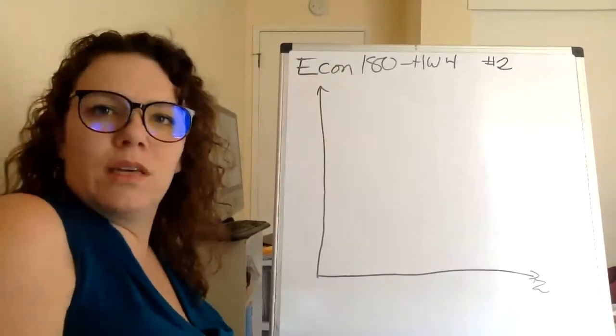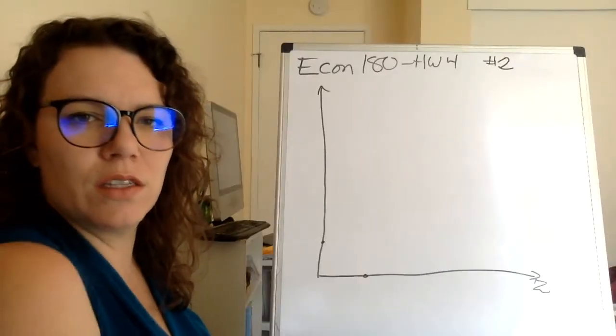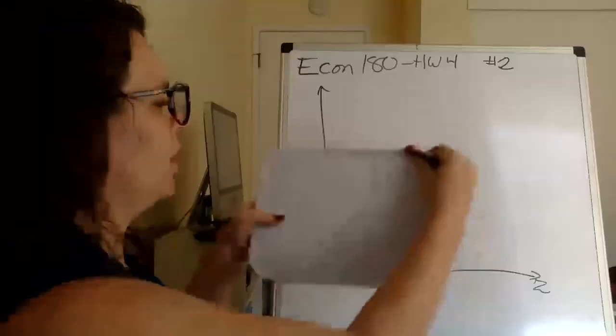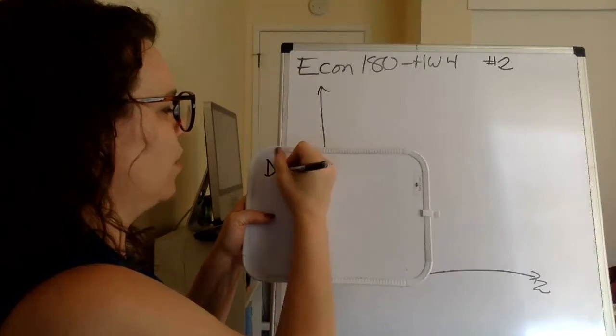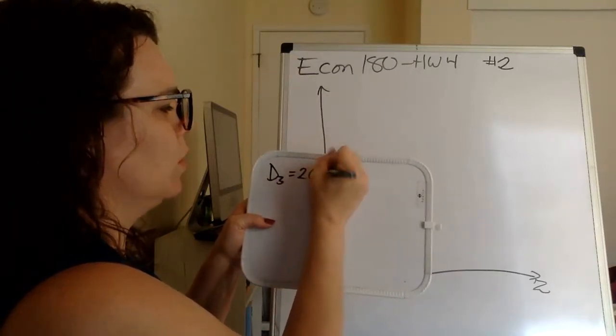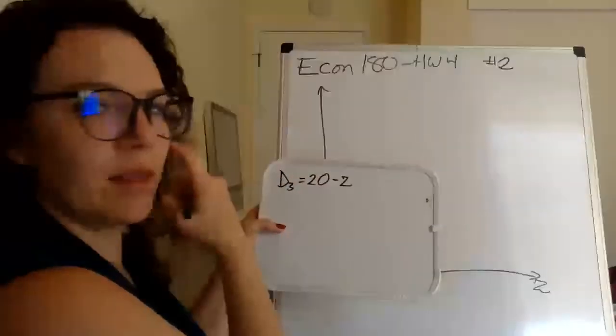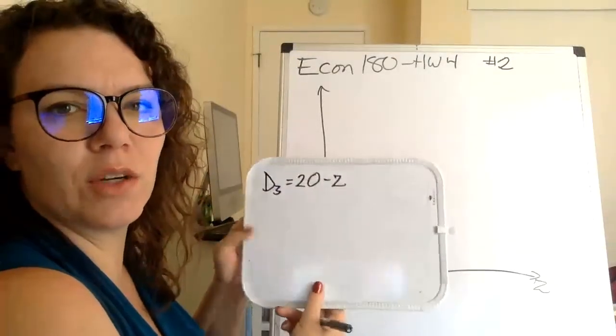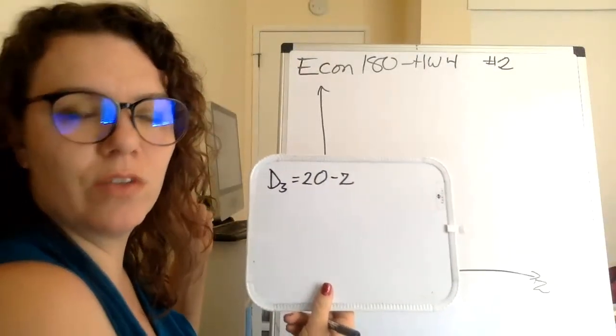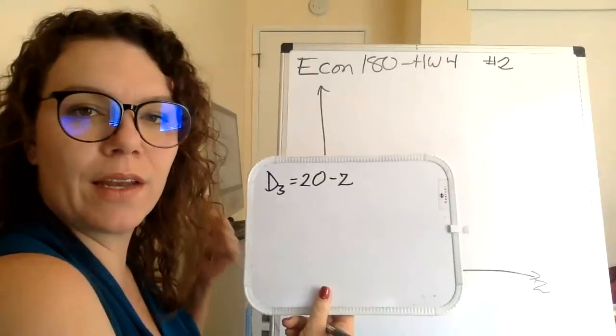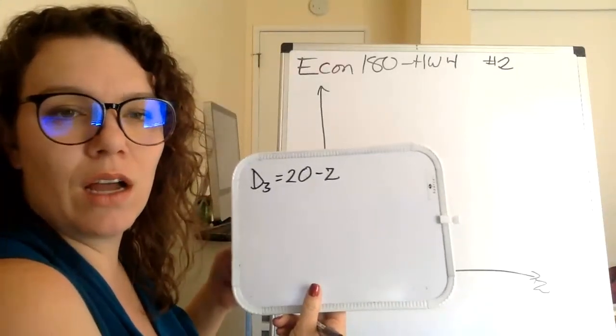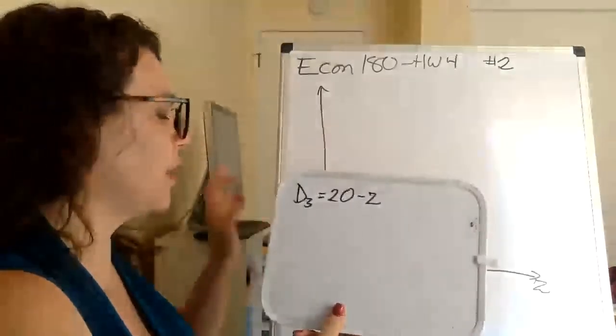Give me 1 second here. I've got my little board so I could do my math on it. For example, demand 3 is equal to 20 minus z. I can find how much they value a level of z equal to 0 and how much z they demand when d is equal to 0. And that'll give me my 2 endpoints.